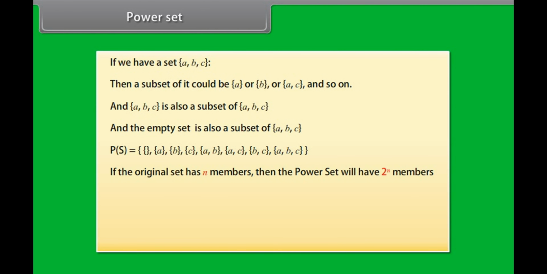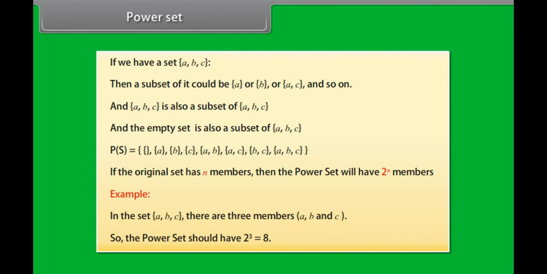If the original set has n members, then the power set will have 2 raised to power n members. Example, in the set {a, b, c}, there are 3 members, a, b, and c. So, the power set should have 2 raised to power 3 is equal to 8, which it does.